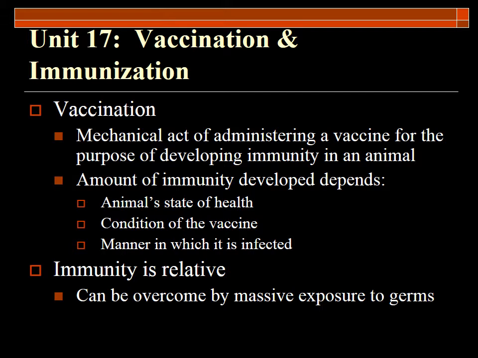Next is the condition of the vaccine. Vaccines are very finicky substances, and you have to make sure and handle them correctly, store them at the right temperature, and keep them out of the sunlight sometimes. So make sure that you have proper handling techniques of the vaccine. And then the manner in which the vaccine is injected certainly has some play in how much the immunity is developed.